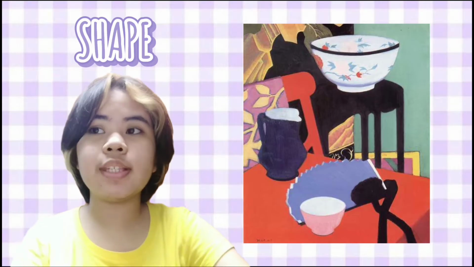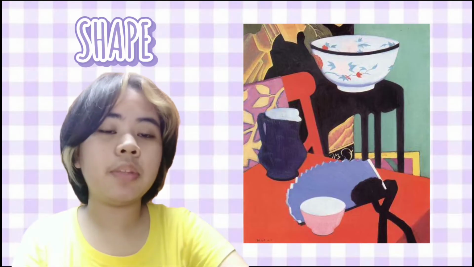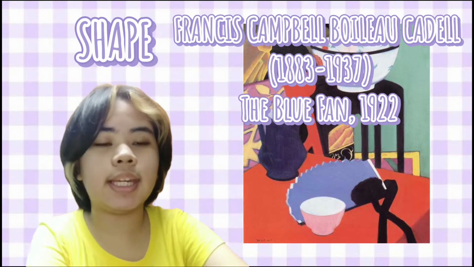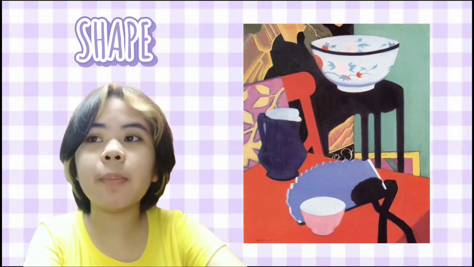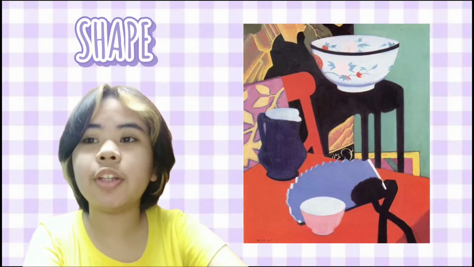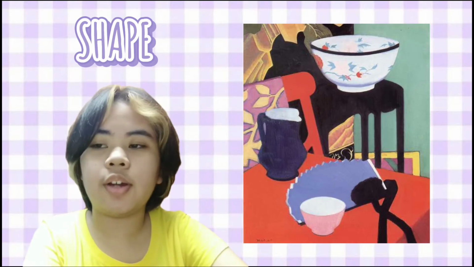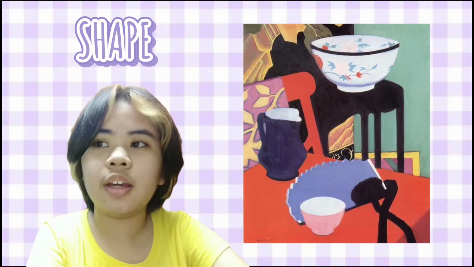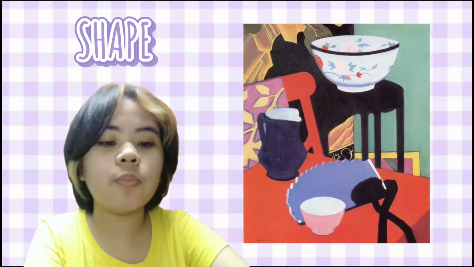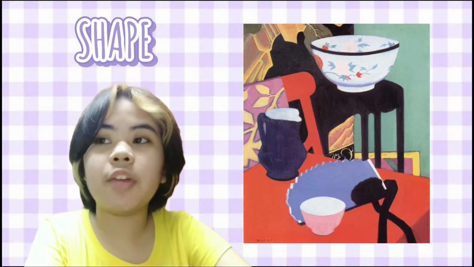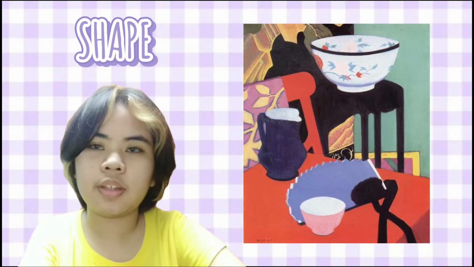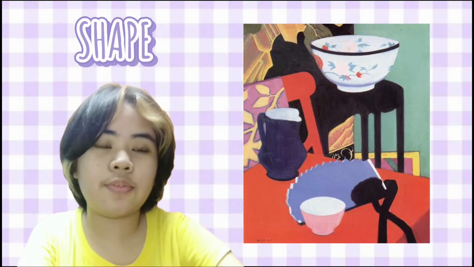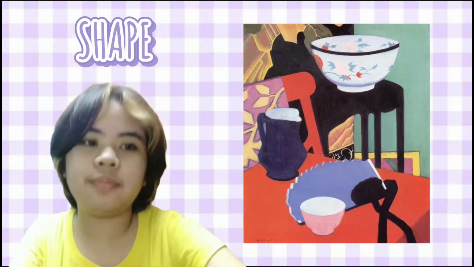In the picture, you will see the painting named The Blue Fan by Francis Cadell, 1883 to 1937. So, ano nga ba yung nakikita niyo sa painting? What are the objects? The objects are the bowl, the jug, the fan, and the table. So, these objects in the painting may be read as a two-dimensional pattern. This is a series of colorful still lifes by Francis Cadell.